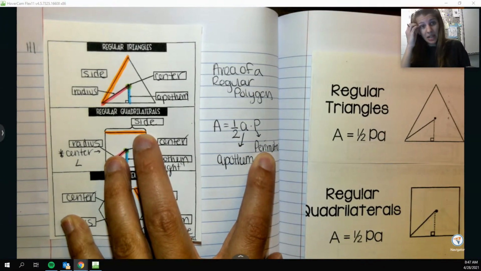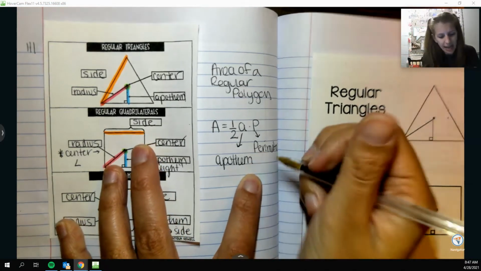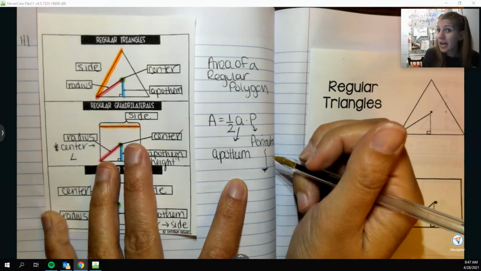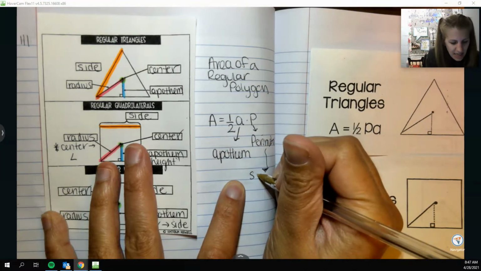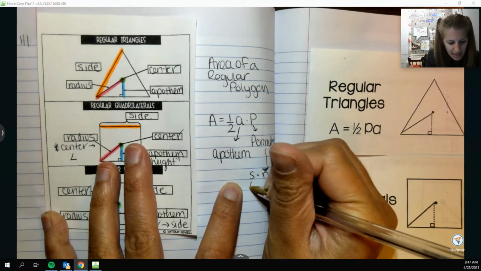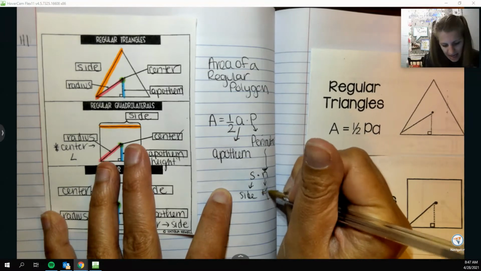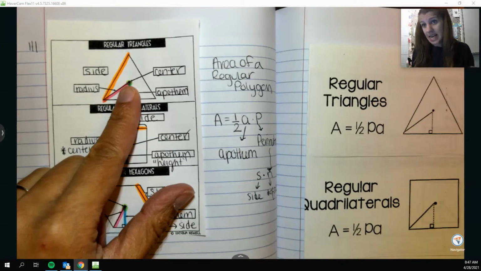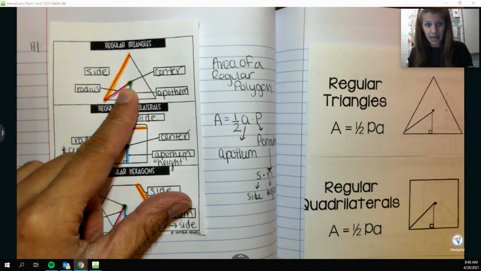Now, perimeter here, just add up all the sides. However, your sides are all the same, because it's a regular shape. So when I think about perimeter, I actually think about it as the side times the number of sides, because they're all the same. Like if I know the side length of this triangle here is 8, I would just do 8 times 3. 8 is the side, 3 is the number of sides.